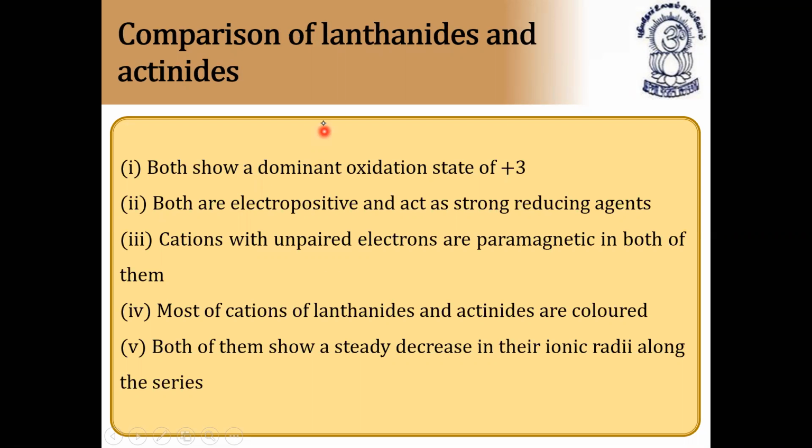Both show a dominant oxidation state of +3, because lanthanides also show +3, actinides also show +3. Both are electropositive and act as strong reducing agents. Cations with unpaired electrons are paramagnetic in both of them. Most of the cations of lanthanides and actinides are colored due to unpaired electrons and are paramagnetic. Both of them show a steady decrease in the ionic radii along the series. So they have almost similar properties.